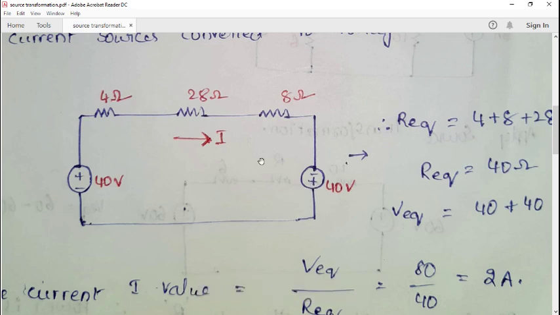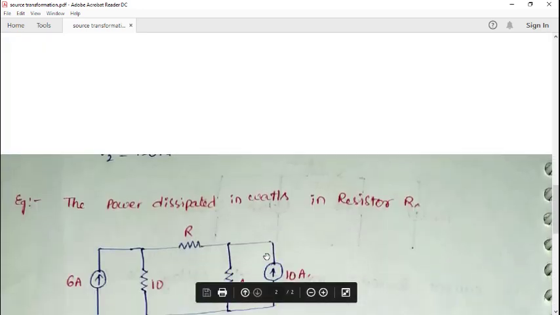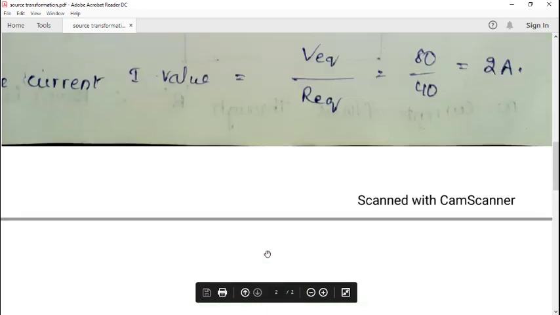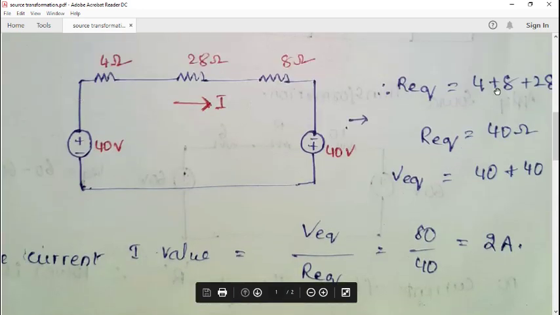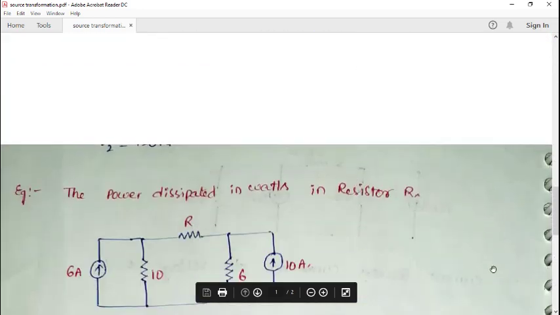So the total current I is passing through this whole circuit, in which the 4 ohm, 28 ohm and 8 ohm are in series with each other, and these two voltage sources are in series. So the equivalent resistance is 4 plus 8 plus 28, which is equal to 40. The equivalent voltage, these two are in series, so 40 plus 40, total voltage is 80. And the current I value is V equivalent by R equivalent, 80 by 40, which is 2 ampere. That is the answer. So now let us move to another problem.